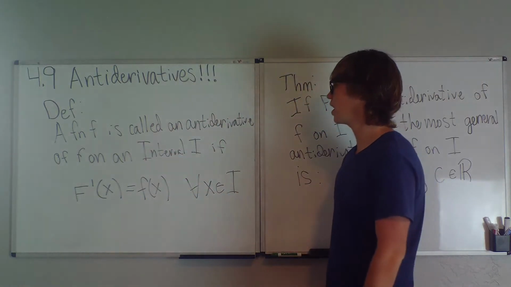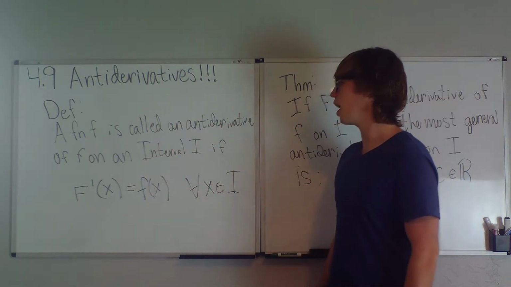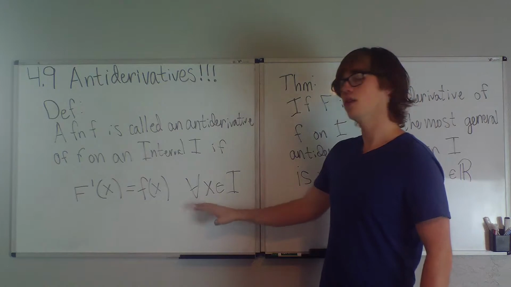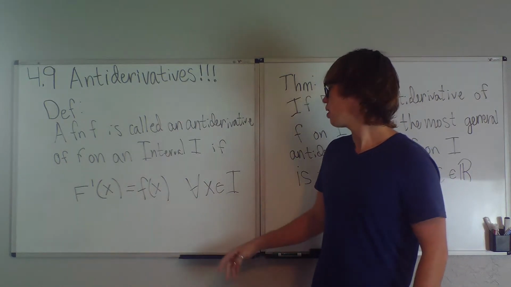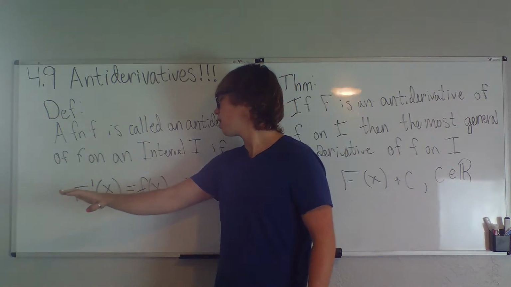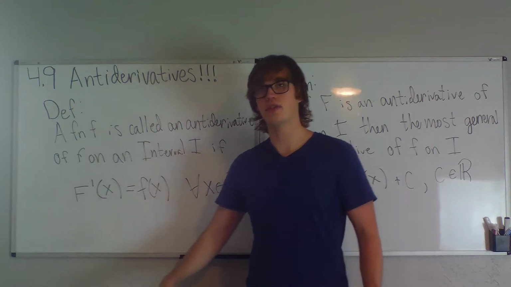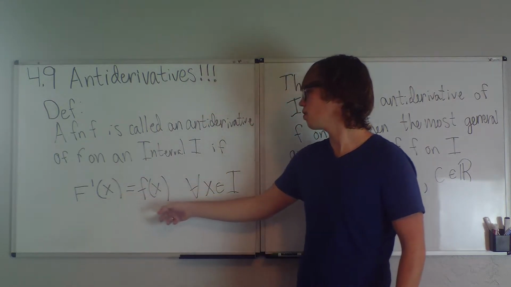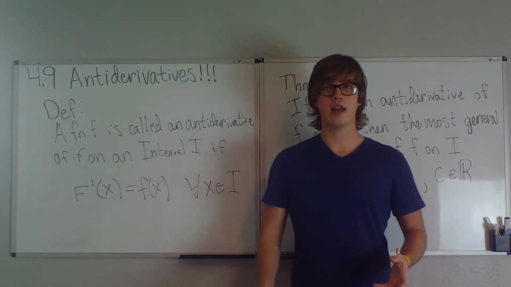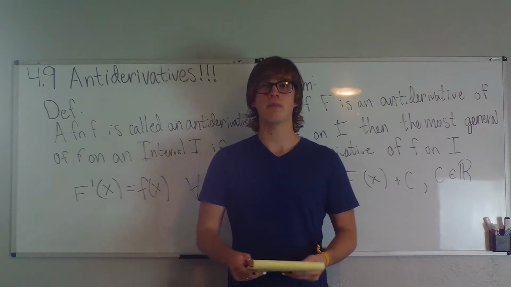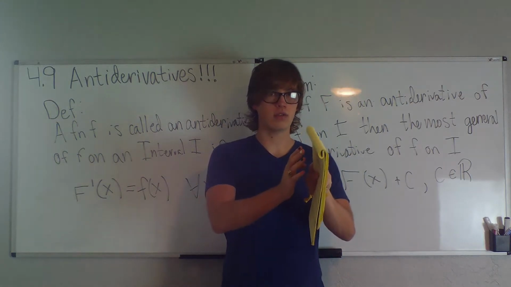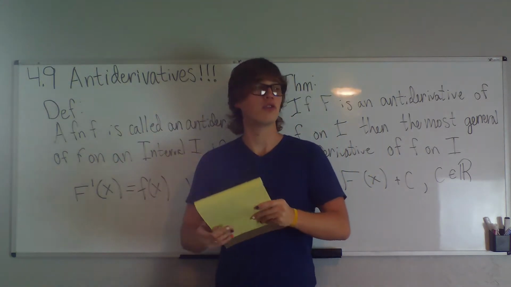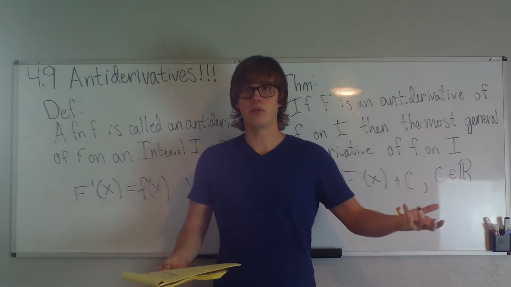A function capital F is called an antiderivative of lowercase f on an interval I if capital F prime of x is equal to f of x for all x in I. Remember, upside down A means for all. So what is this saying? It's saying a function is an antiderivative if its derivative is equal to another function. That's not too bad. But intuitively, an antiderivative is taking a derivative and taking it back. It's the reverse operation.